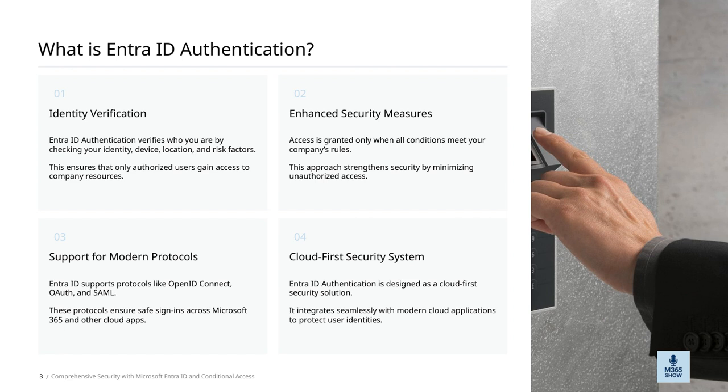Another key point is that access isn't granted blindly. Instead, Entra ID supports conditional access, so access is only given when all specified conditions are met according to your company's security rules. This adds an extra layer of security by reducing the chances of unauthorized access. And finally, Entra ID authentication verifies who you are by checking multiple factors: your identity, the device you're using, your location, and even risk factors that could indicate suspicious activity. This thorough verification process helps ensure that only the right people get access to your organization's resources.